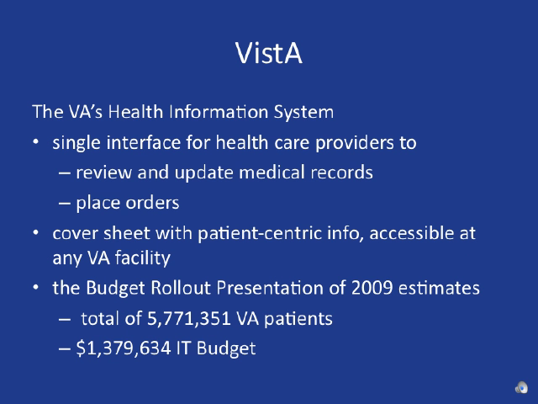In our example, we will examine VISTA, the VA's health information system. This system is a single interface that allows healthcare providers to review and update patients' medical records electronically, as well as place orders, such as prescriptions, lab tests, and x-rays. Most importantly, VISTA can be accessed at any VA facility, linking together facilities nationwide.